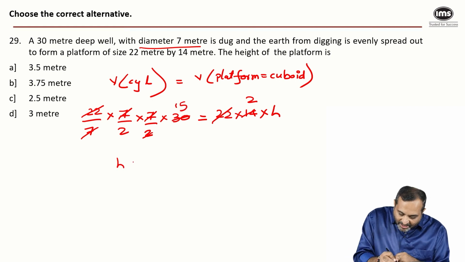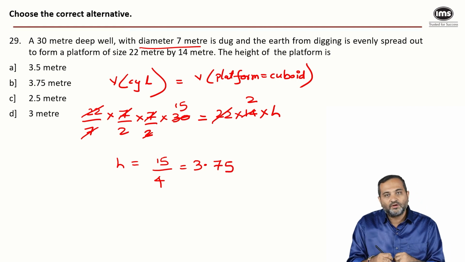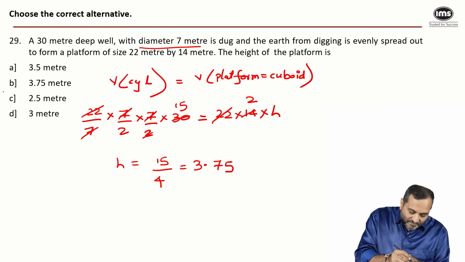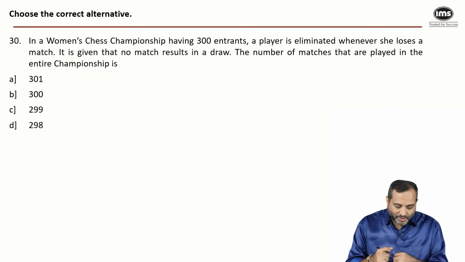So what is the height that I am left with? I am left with 15 by 4. What is 15 by 4? Can I say 15 by 4 is 3.75? So the height is 3.75. Hence option B. Let's look at the next question.